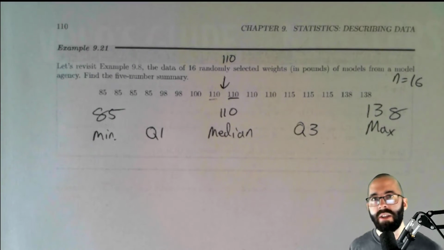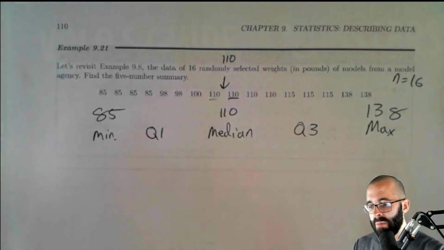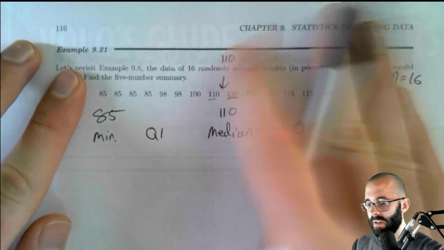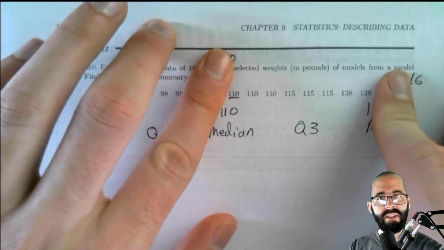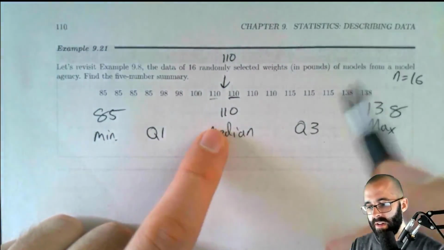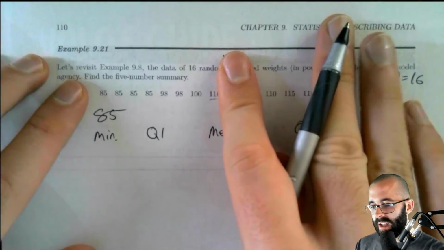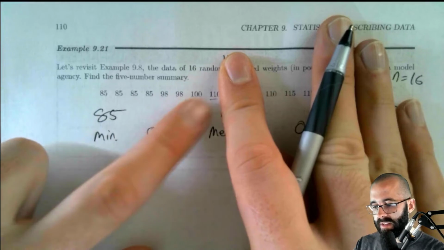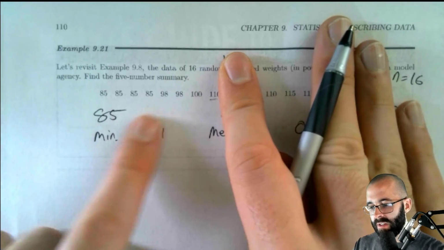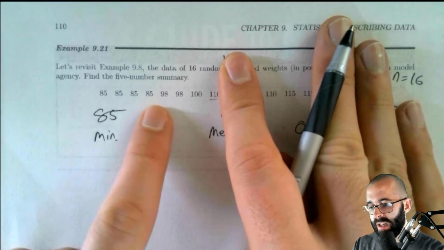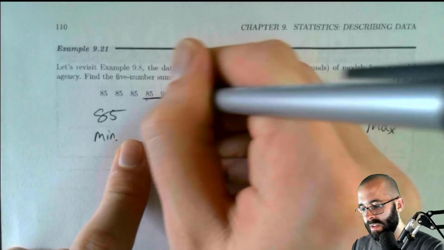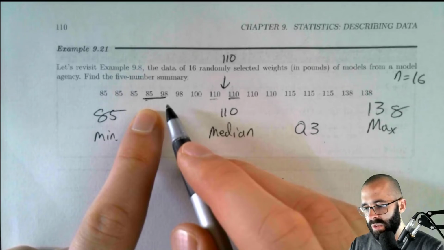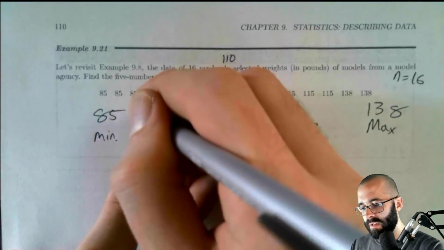Next, to find Q1 and Q3, we find the median of this half and find the median of this half. So the median of the left half, how many are there? 1, 2, 3, 4, 5, 6, 7, 8. There are 8 values. So what's the median? The median is going to be between these two, 85 and 98, which should be 91.5.